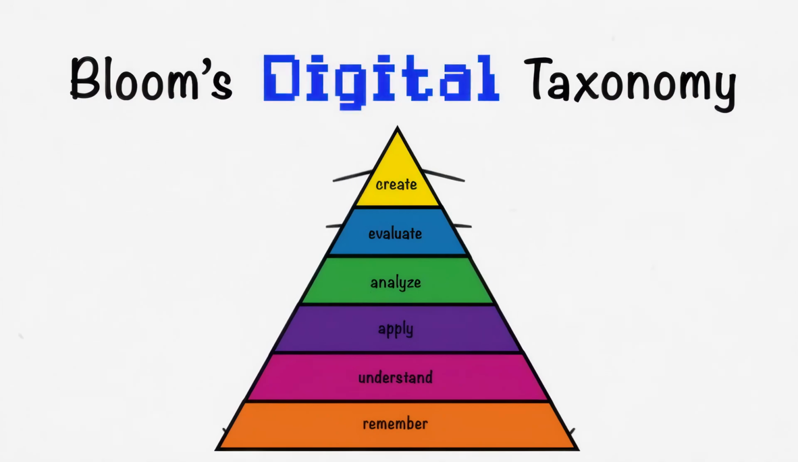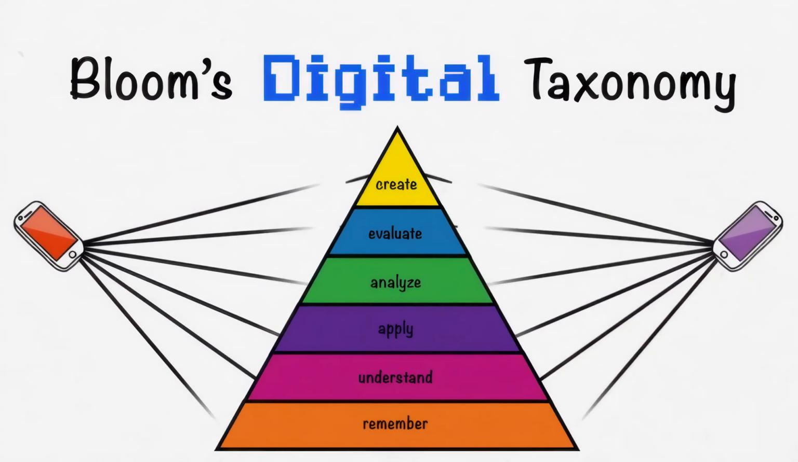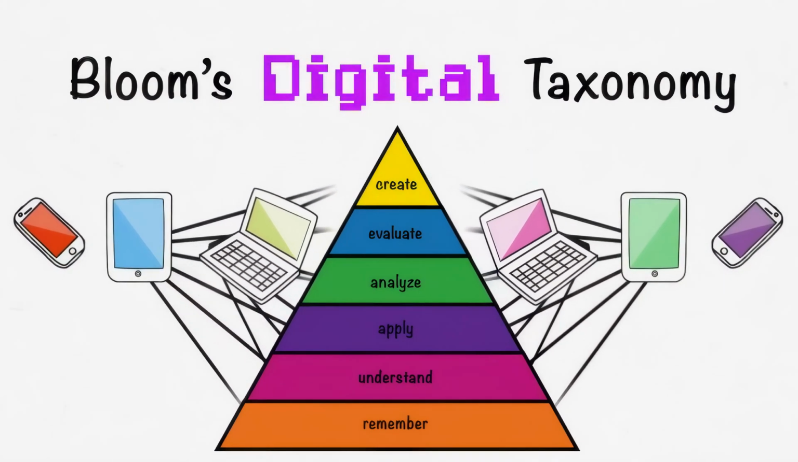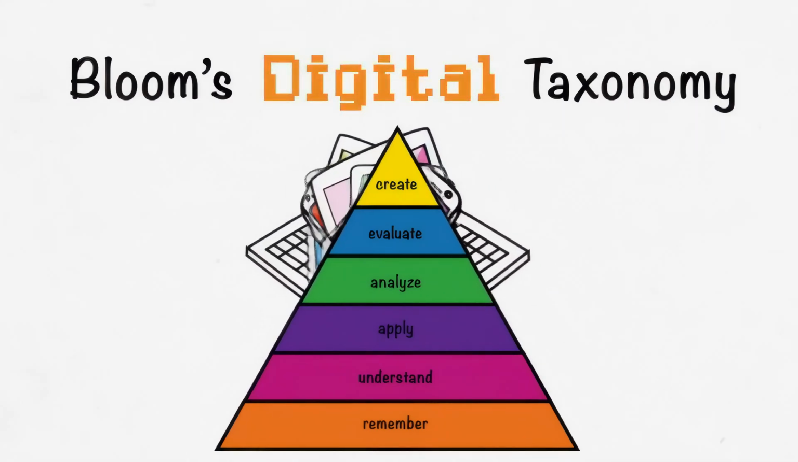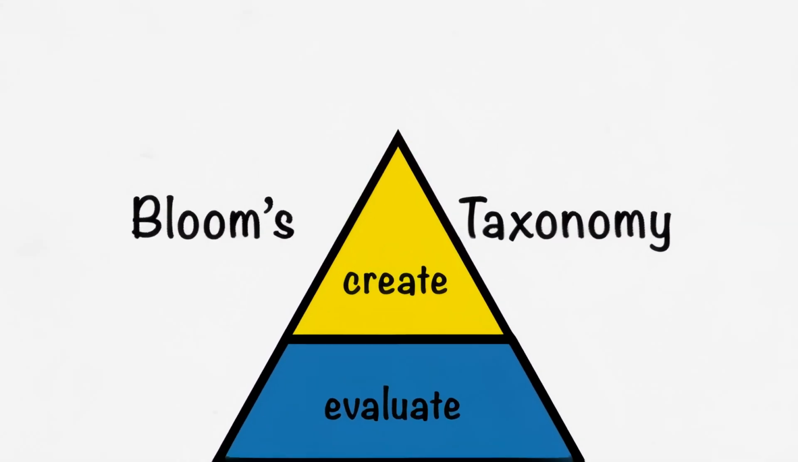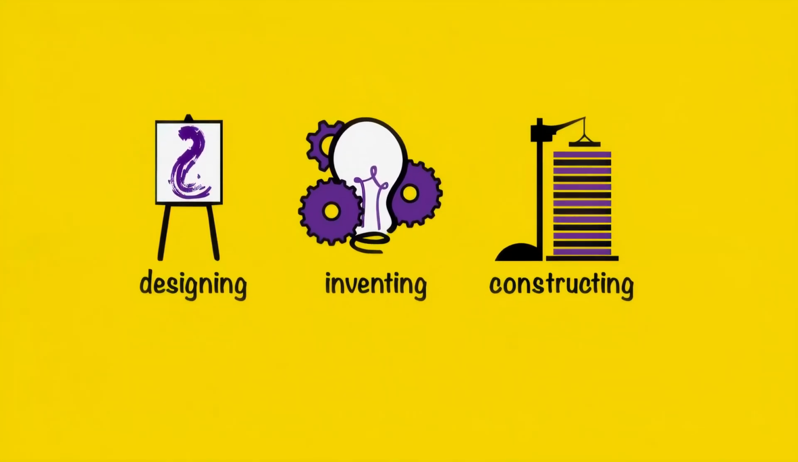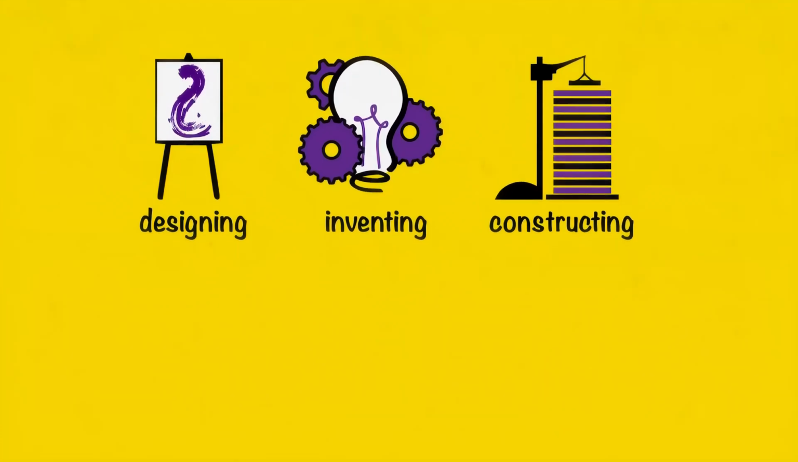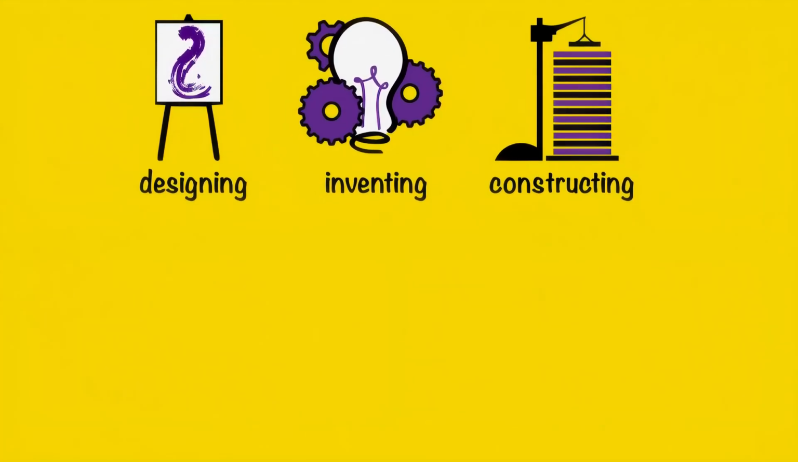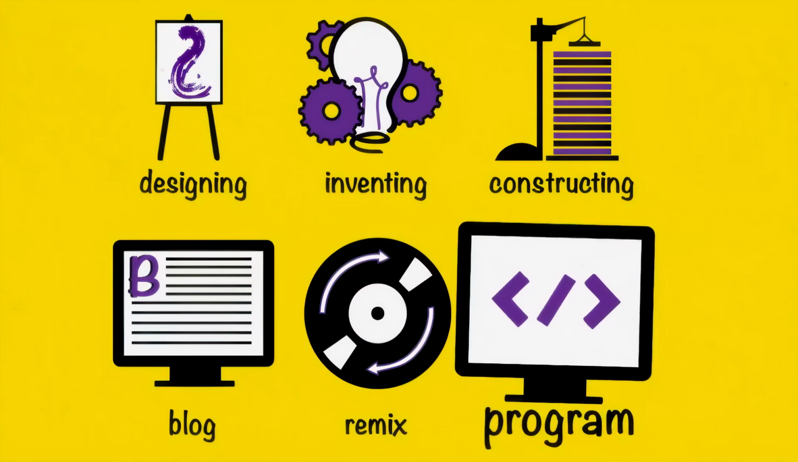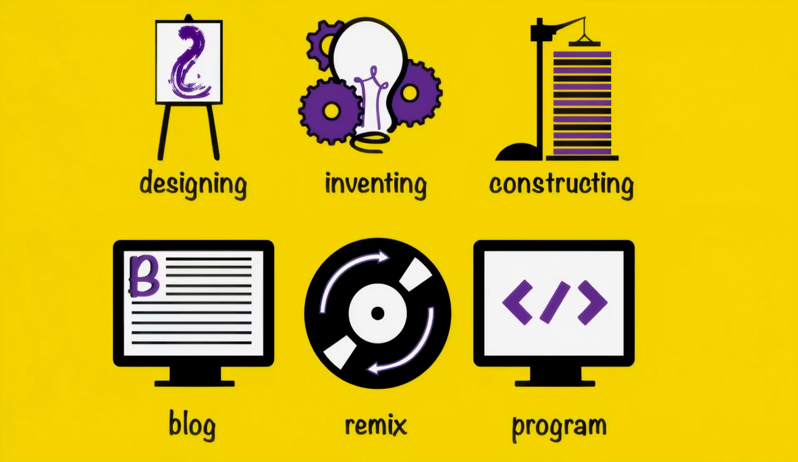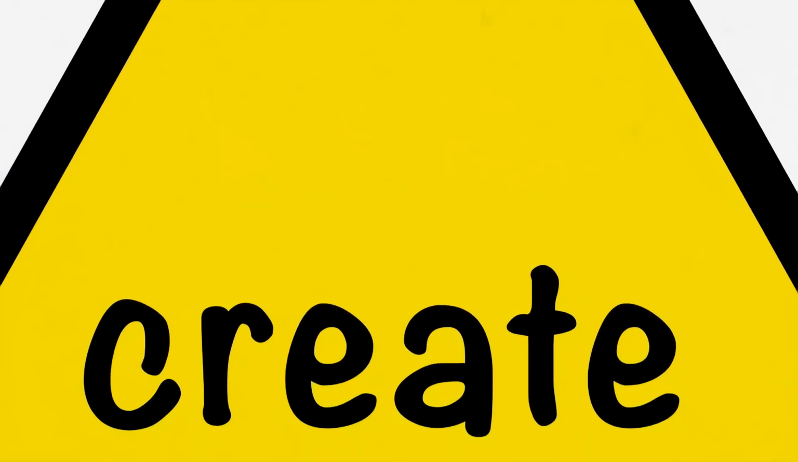This updated version aims to expand upon the skills associated with each level as technology becomes a more ingrained and essential part of learning. For instance, some propose that new action verbs can be applied within each level. Let's take a look at creating, in which learners are designing, inventing, and constructing a piece of work that shows what they know. One could add new digital verbs to creating, like blog, remix, or program. These verbs refer to possible learning activities that incorporate digital technologies in which students are creating.